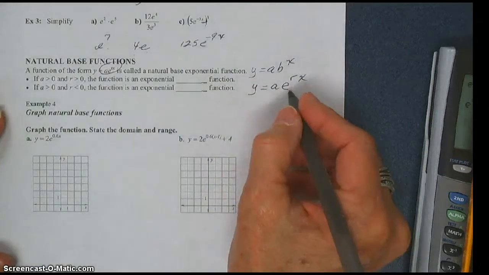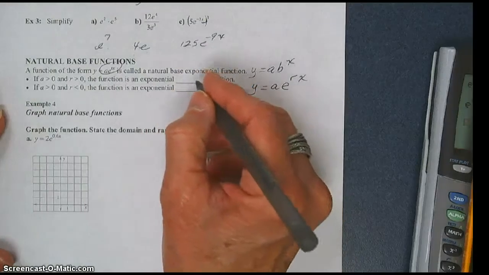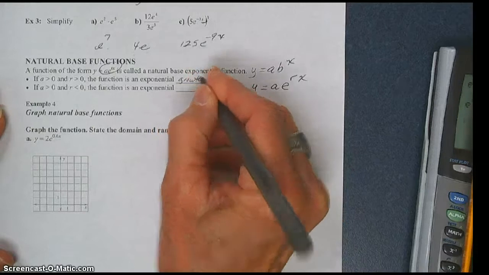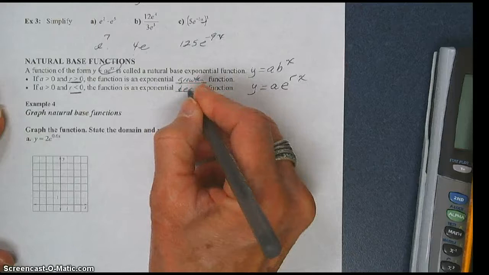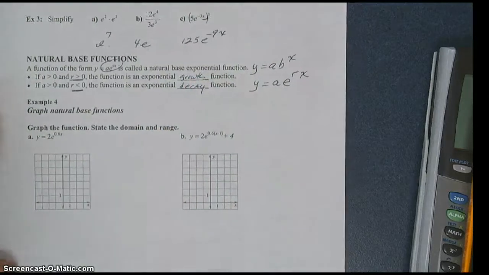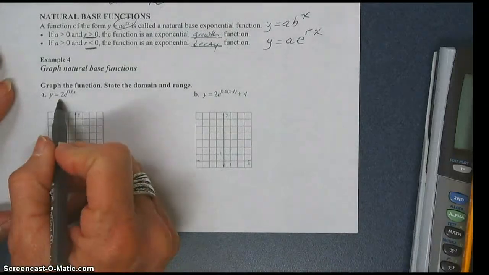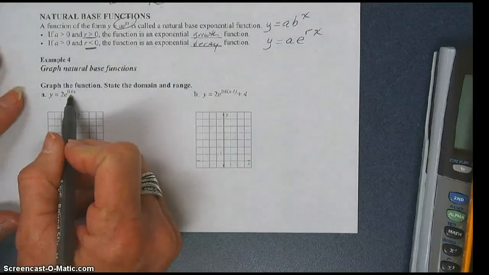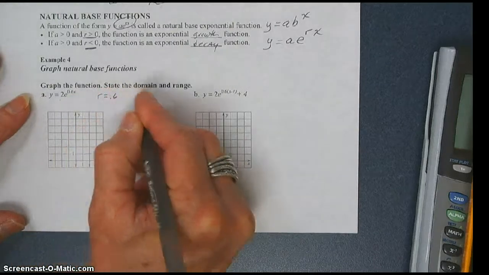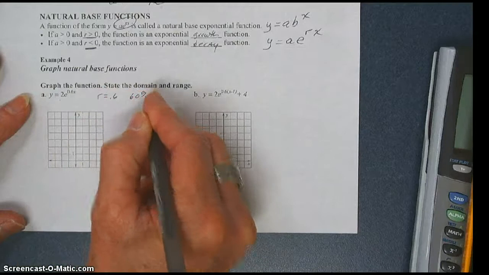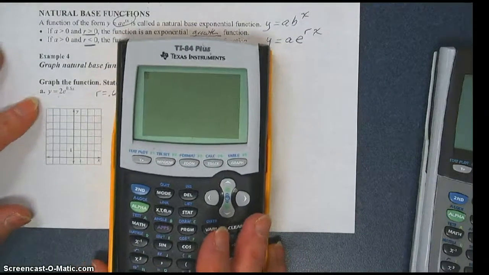So if r is positive, we will have exponential growth. That's what this says. R is positive. If r is negative, we'll have a decay problem. So similar, we'll have an a, we'll have an e raised to the r. You might be able to identify the rate. In this case, r would be 0.6. If we were talking about percent, this would mean that we'd have a 60% increase. So let's see what that graph might look like.